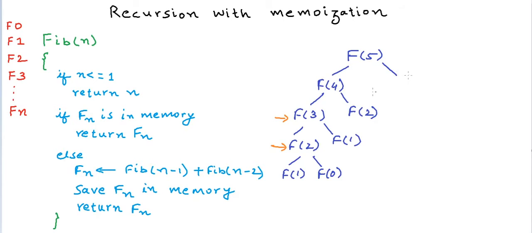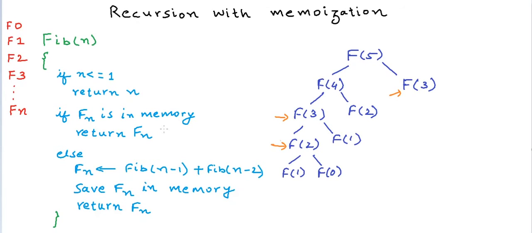Again, F5 also makes a recursive call to F3. Now F3 has also been calculated once before and it is in memory. So F3 simply returns the value from the memory here, and the tree does not grow here as well. So what we are basically doing here is avoiding all the recalculation of the same state again and again. This particular implementation reduces the time complexity of this program significantly. So this is recursion with memoization.